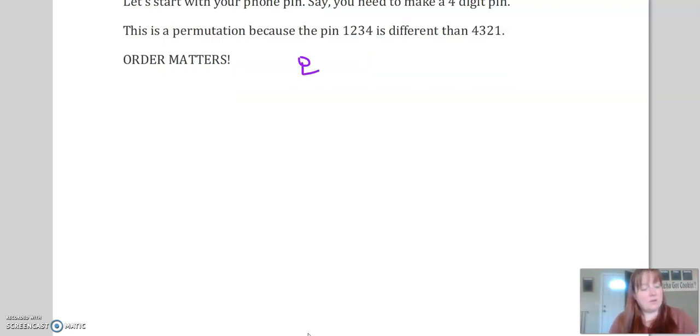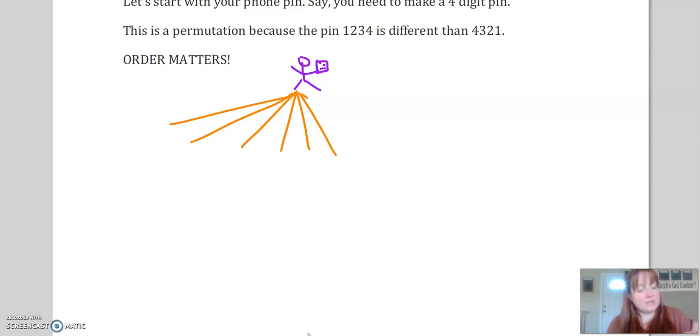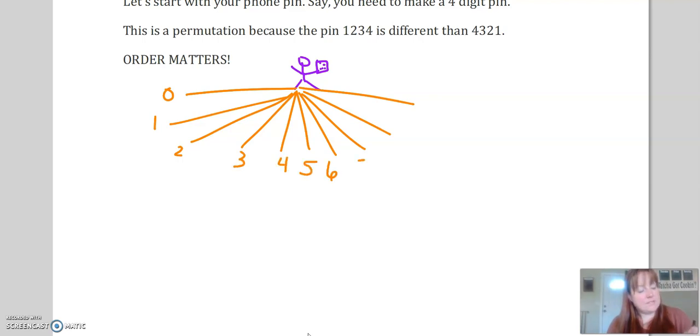Okay, so here you are. Should we put your little cell phone in your hand? There you go. Okay, that's a cell phone. All right, you've got your cell phone in your hand and you're trying to figure out this PIN. The first option you have for the PIN is one of 10 numbers: 0, 1, 2, 3, 4, 5, 6, 7, 8, or 9. Those are all the different numbers that you could pick for the very first number of your PIN. So you have 10 options for the first number.